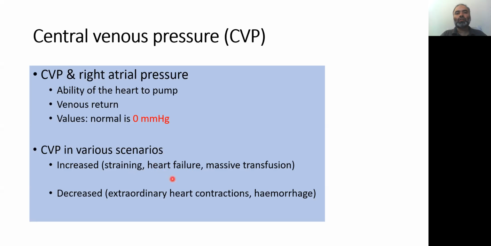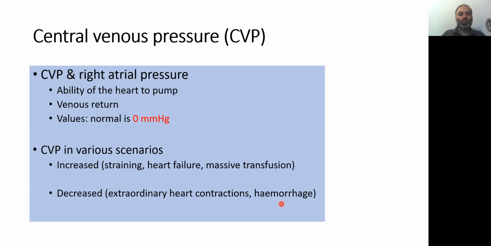already failing heart. If on a failing heart you decrease venous return to very low levels, then the person is in really big trouble. Massive transfusion, you can work it out. It is decreased in extraordinarily strong contractions of the heart, or when there is already a low volume of blood in the entire circulation. So that's that.